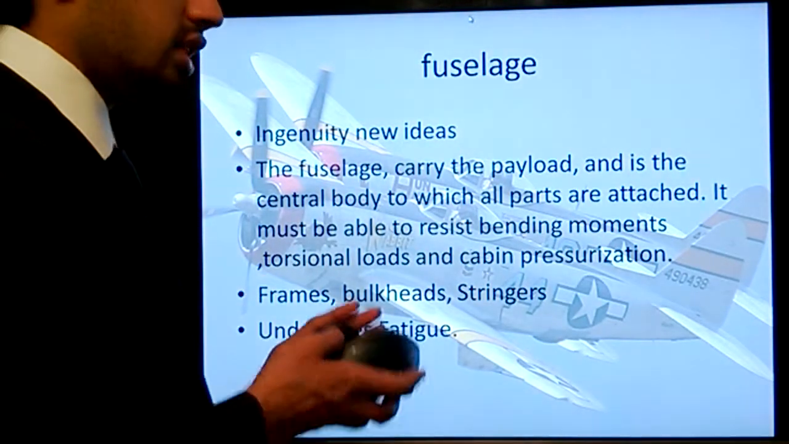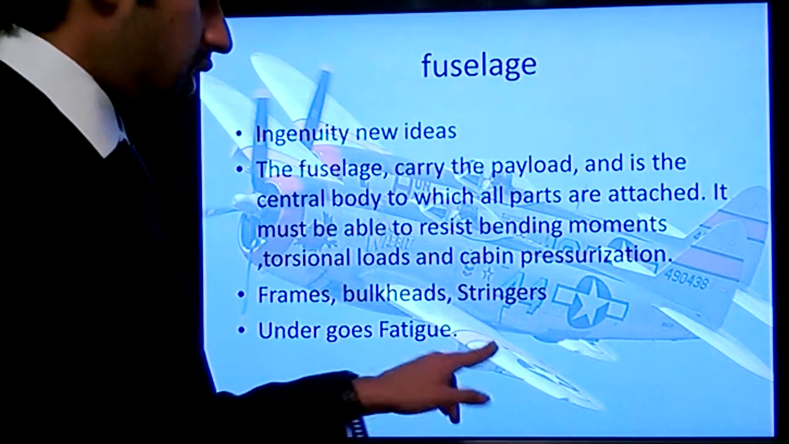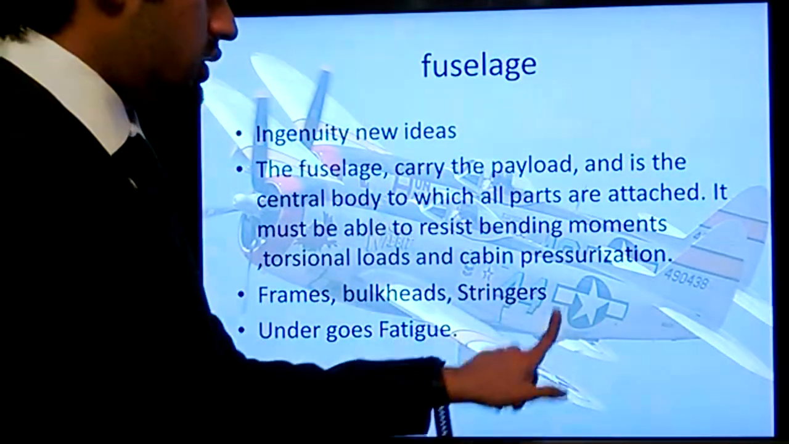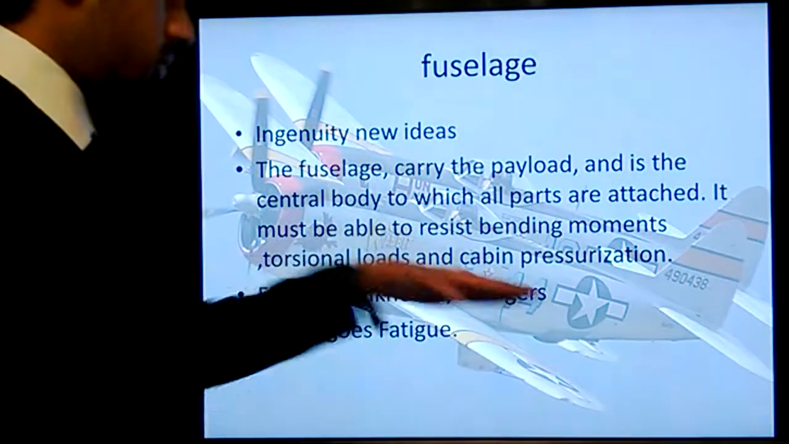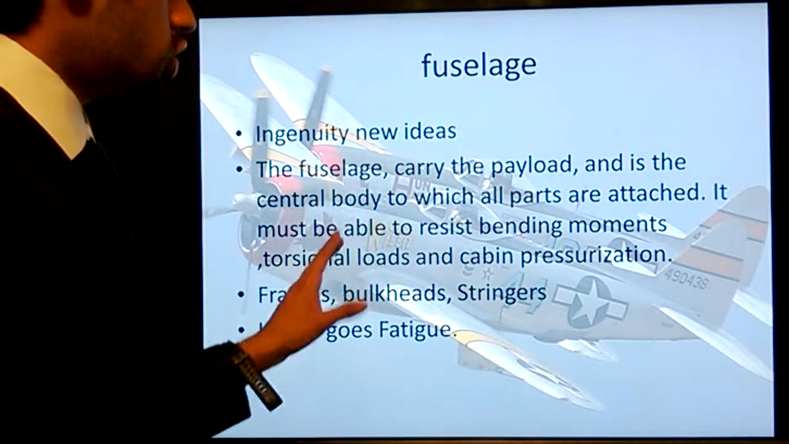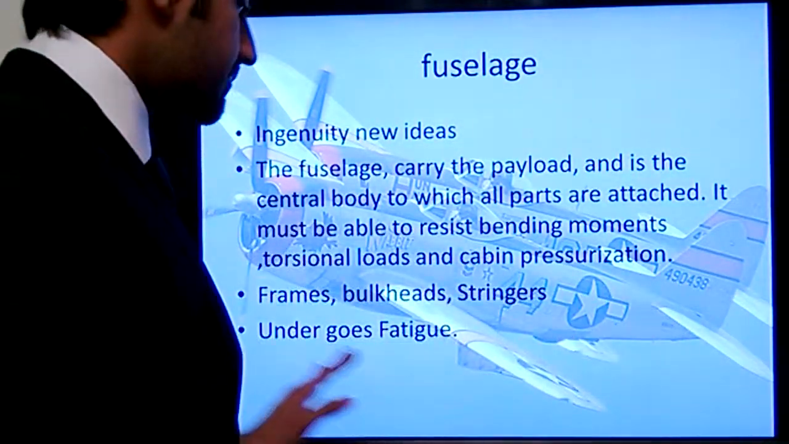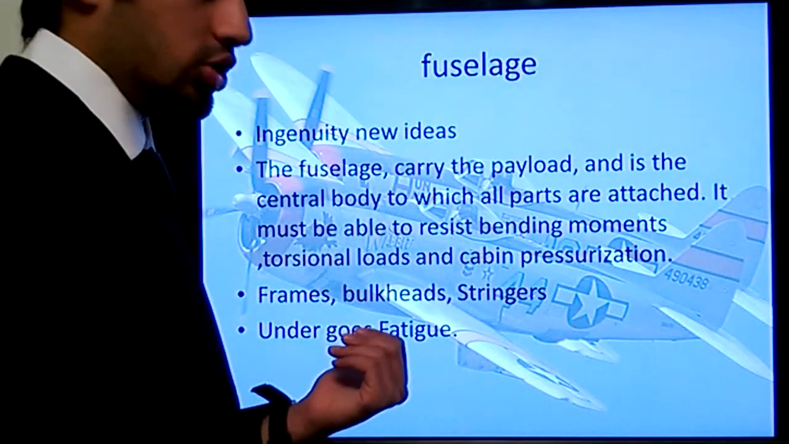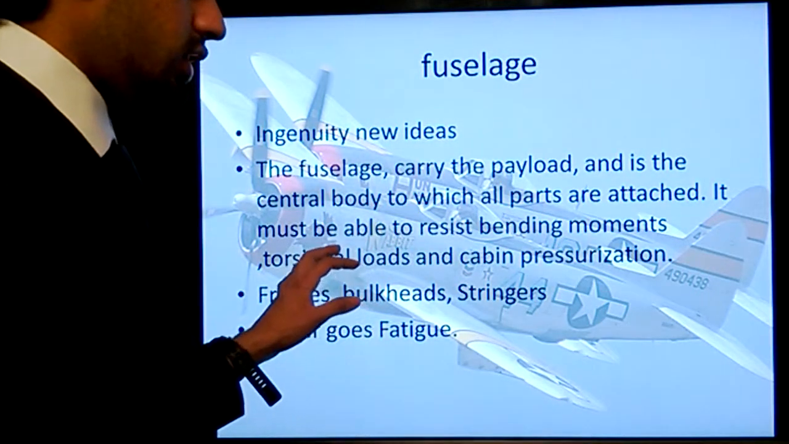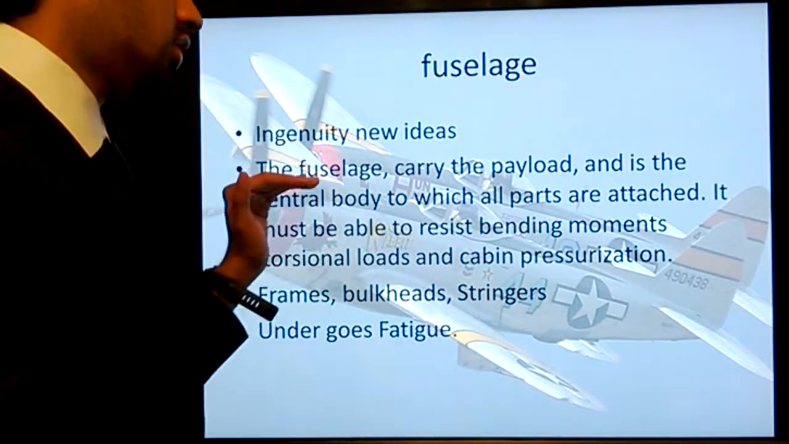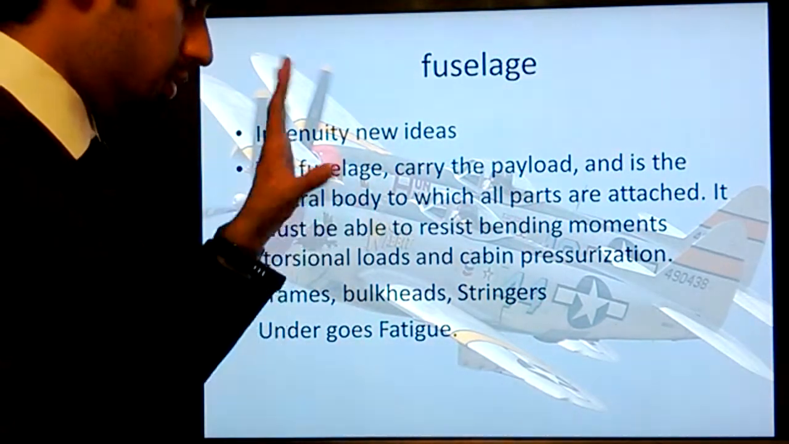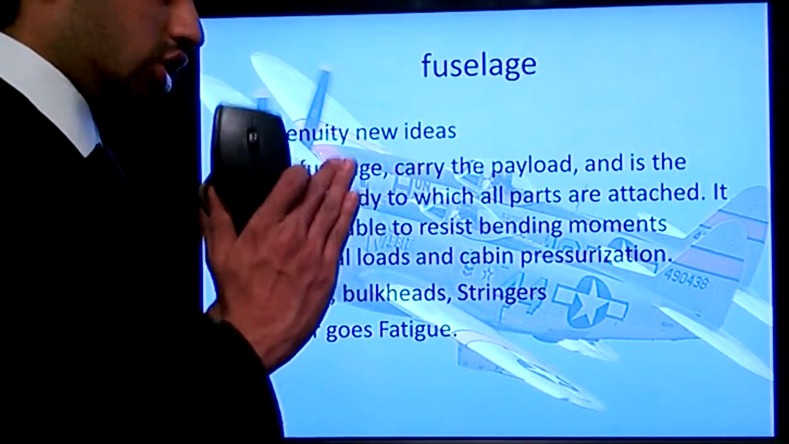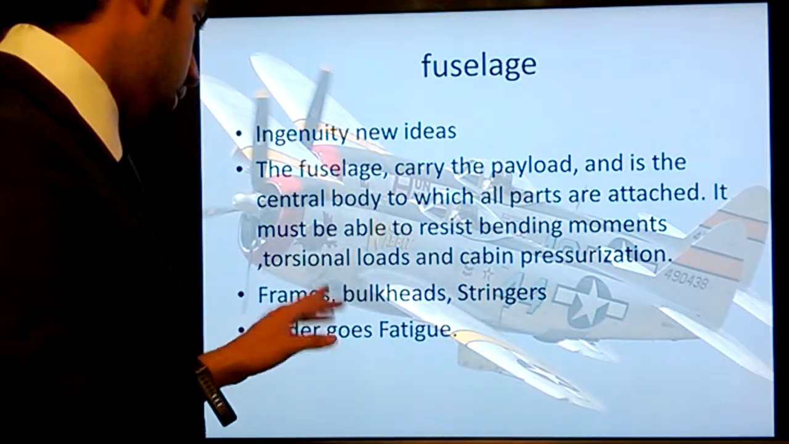It must be able to resist the bending moments from the lift production and the weight. If this is the wing and this is the CG, this gives the bending moment in the fuselage. It must also resist the torsional loads from the rudder and the fin, and cabin pressurization loads, which come from the differential pressure when the plane is traveling, especially at high altitudes. So it's the differential between the atmospheric and the internal pressure. The loads are on the skin or the airframe in that case.